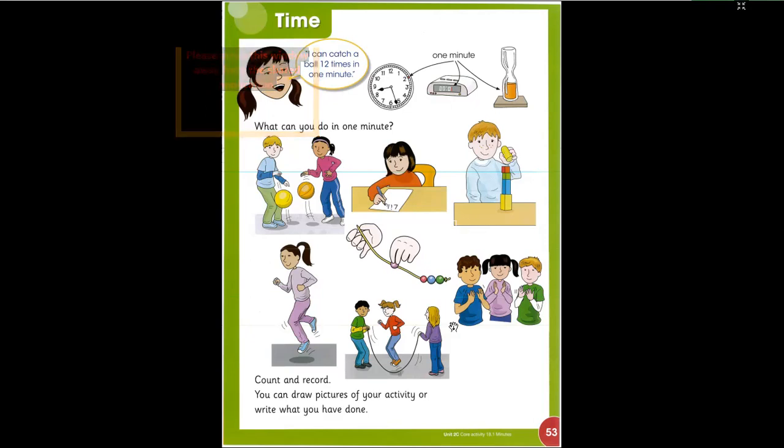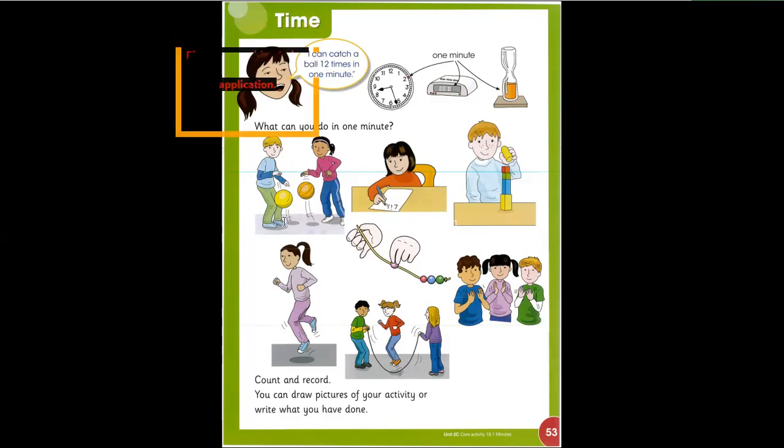Here, the girl is jumping. Let's see how many times she can jump in 1 minute. Here, the boy is counting the beads. How many beads can he count in 1 minute? 1, 2, 3, 4. And here, the students are clapping. Let's see. So, if you have a ball, you can do it at home also. That how many times you can bounce a ball in 1 minute.